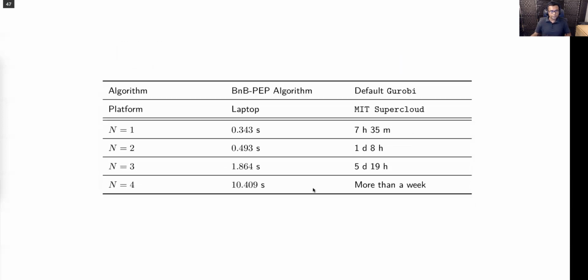So I will show one small example where I am trying to show how the optimal algorithm is being calculated in a certain setup. And as you can see, I am comparing the runtime of the BnB-PEP algorithm, our algorithm running on a laptop, and the default group where we are not exploiting any structure, running on MIT SuperCloud. As n becomes 4 iterations, it's just impossible to use the default spatial branch and bound algorithm, because at n equal to 4, you require more than a week on MIT SuperCloud.